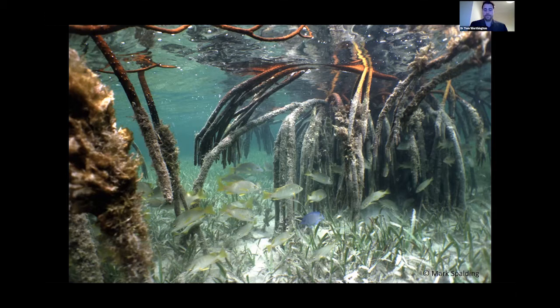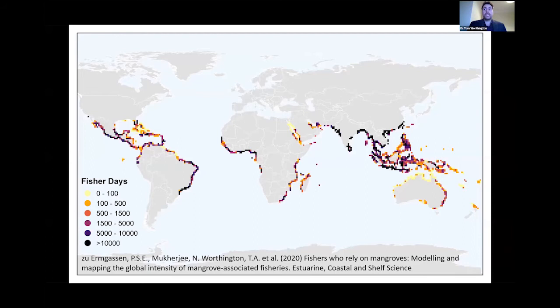Some work we were involved in, a recent study, we've mapped fishing intensity across the world's mangroves. And as you can see from the map, there's high levels of fishing pressure in southern and southeast Asia, but also parts of West Africa and South America. And this gives us a starting point to consider areas for greater conservation or restoration.